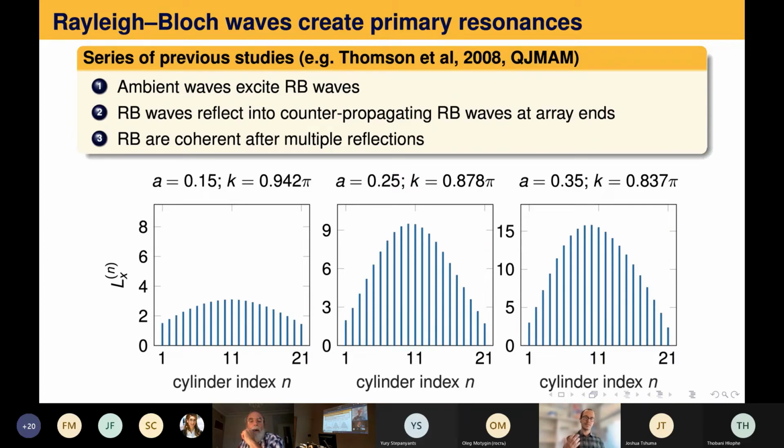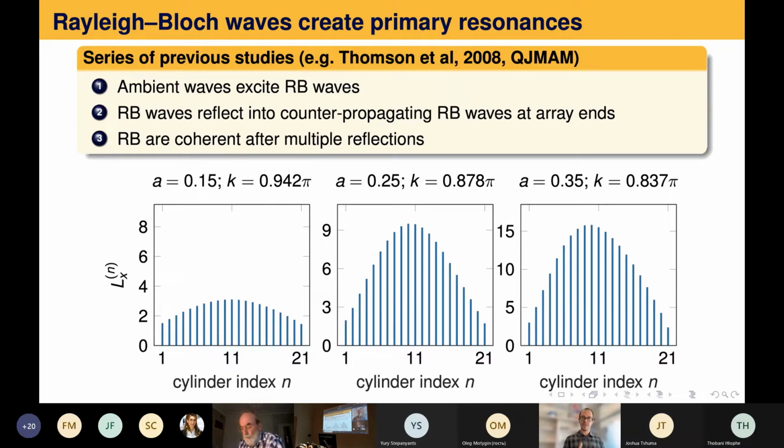That work was kind of active 10 to 20 years ago. And the culmination of it was that Rayleigh Bloch waves create those primary resonances. So there are three parts to this process. First is that the ambient wave has to excite a Rayleigh Bloch wave. Then second, the Rayleigh Bloch wave has to excite a reflected Rayleigh Bloch wave when it interacts with an array end. And then third, we have to have coherence of the reflected and re-reflected Rayleigh Bloch waves.